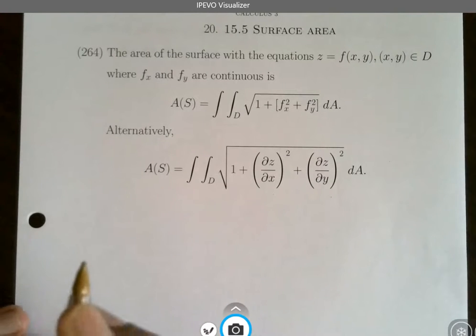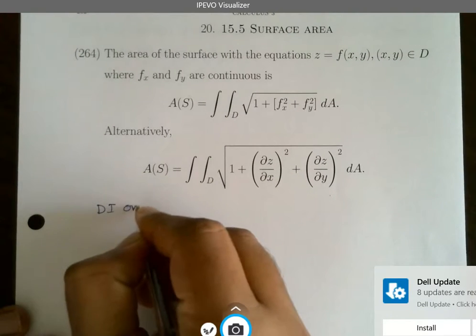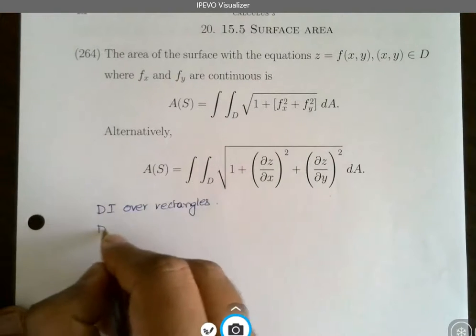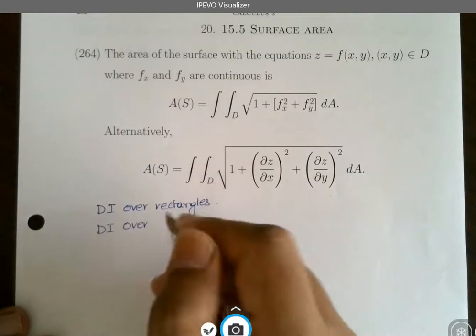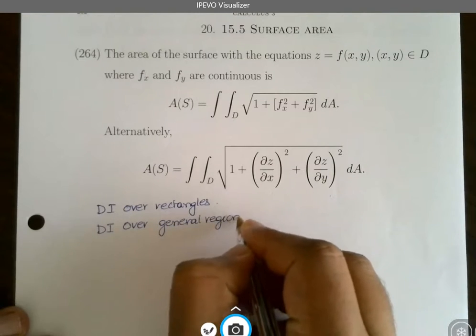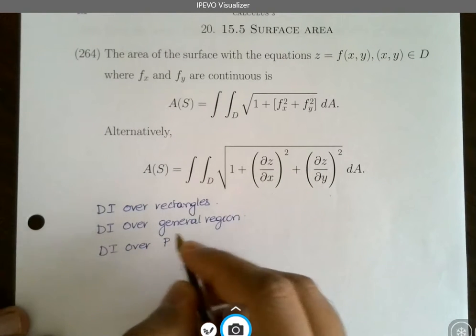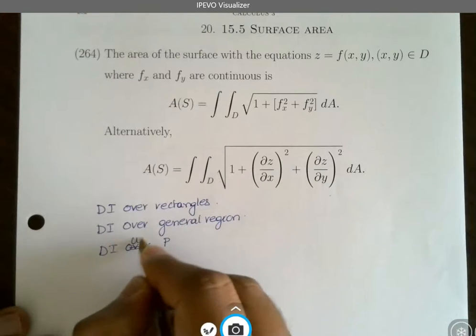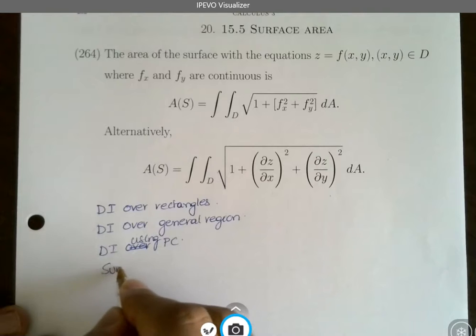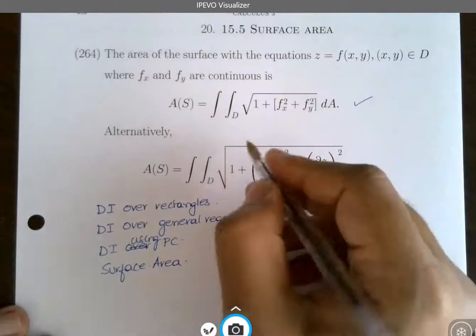So this section is following double integrals over rectangles. We finished that, and then we finished double integrals over general regions, right? And then we finished double integrals using polar coordinates. Now we are discussing the surface area, okay? And the formula for finding the surface area is given by either this or that.